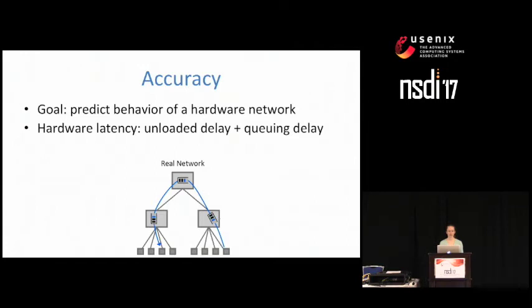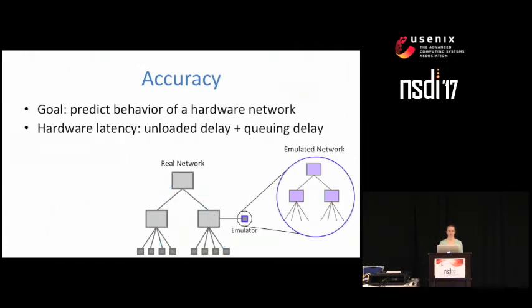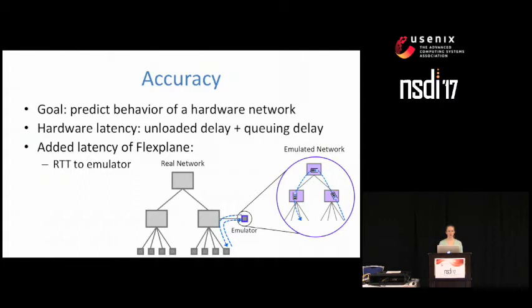In an identical network that implements the same resource management scheme using Flexplane, packets still incur the unloaded delay and the queuing delay, but these now occur in the emulated network instead of in the real network. In addition, packets incur an additional delay for the round trip time to the emulator and back, for when the real packet traverses the real network, and for any queuing delay encountered in the real network.